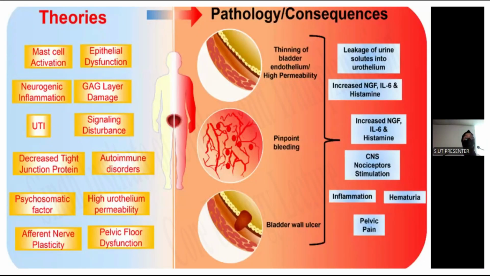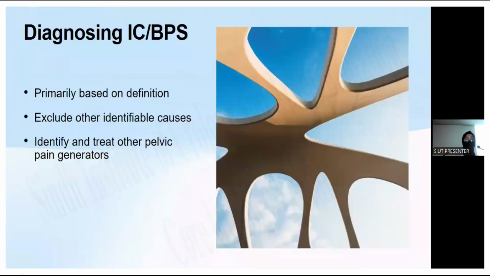So there have been a lot of theories that have discussed the pathology of ICBPS. Most theories suggest that it is primarily due to a thinning of the endothelium, which makes the endothelium highly permeable and leads to leakage of urinary solutes into the urothelium. And this fragility of the endothelium also contributes to the pinpoint bleeding that we've discussed, and the presence of bladder wall ulcers.